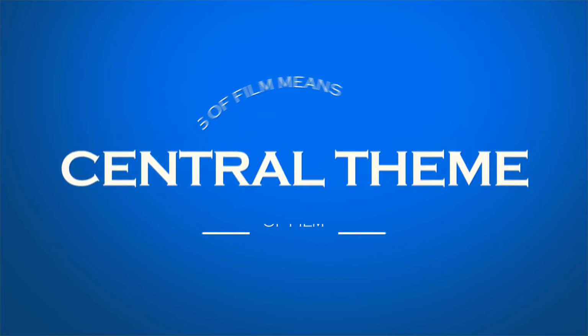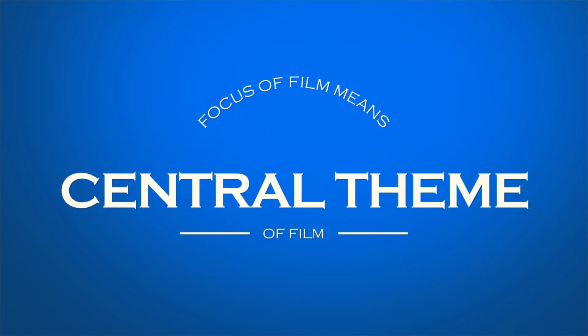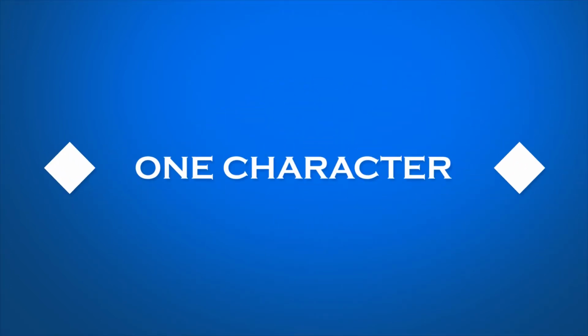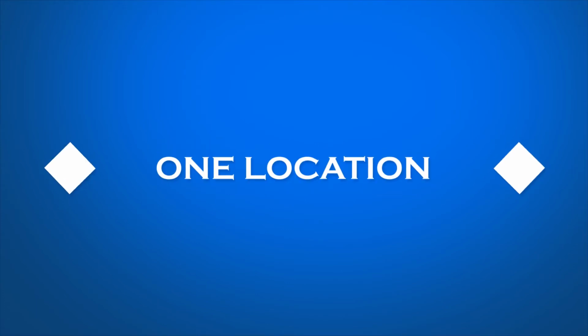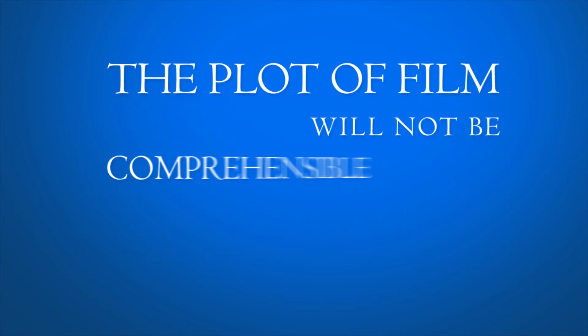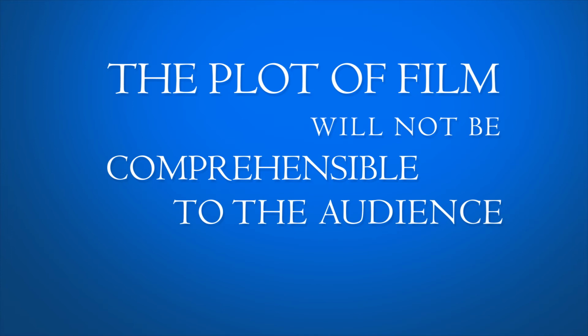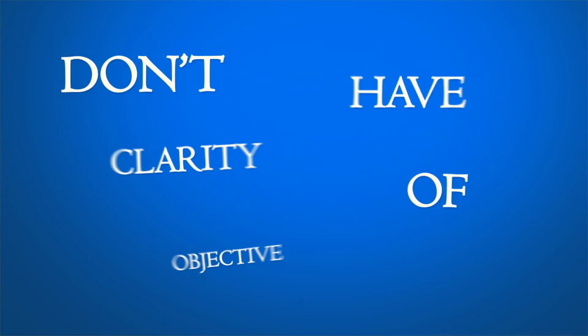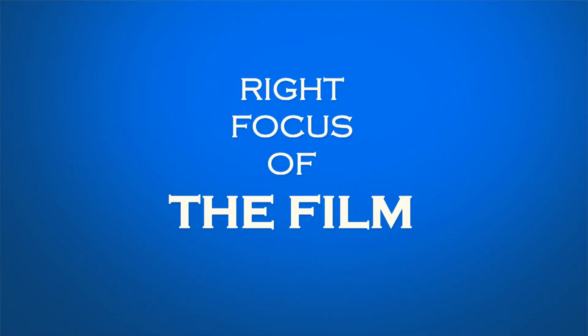The first is focus of the film. Focus of the film means the central theme of the film. What are we focusing on? Are we focusing on one character? Are we focusing on one theme of the story? Are we focusing on one location? What is the main focus of the film? Without deciding the main focus of the film, the plot of the film will not be comprehensible to the audience. So here the objective is very important. If we do not have clarity of the objective, we cannot set the right focus of the film.